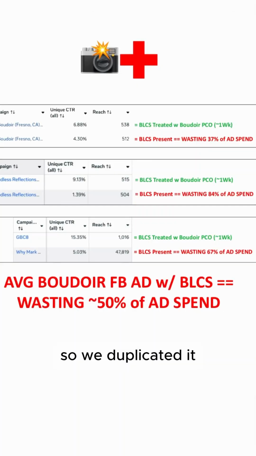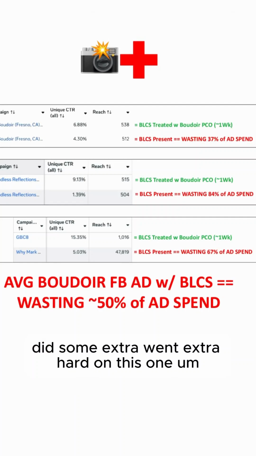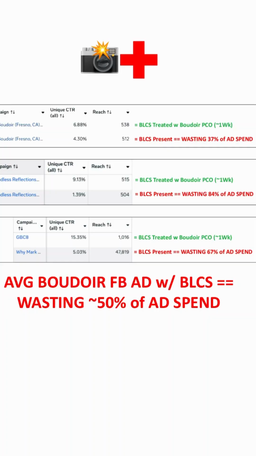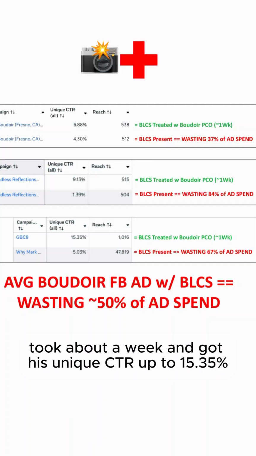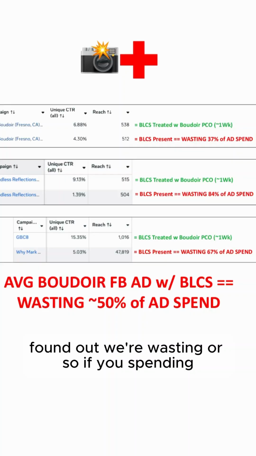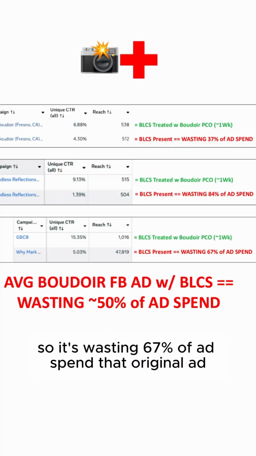So we duplicated it, did some extra, went extra hard on this one. Treated with Boudoir Pico, took about a week and got his unique CTR up to 15.35%. So we found out he was wasting 67% of ad spend on that original ad.